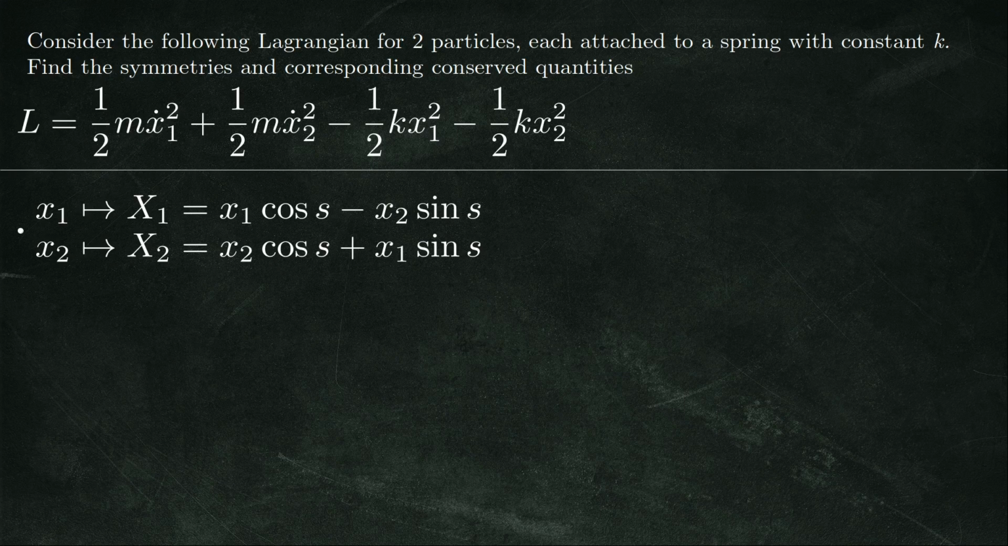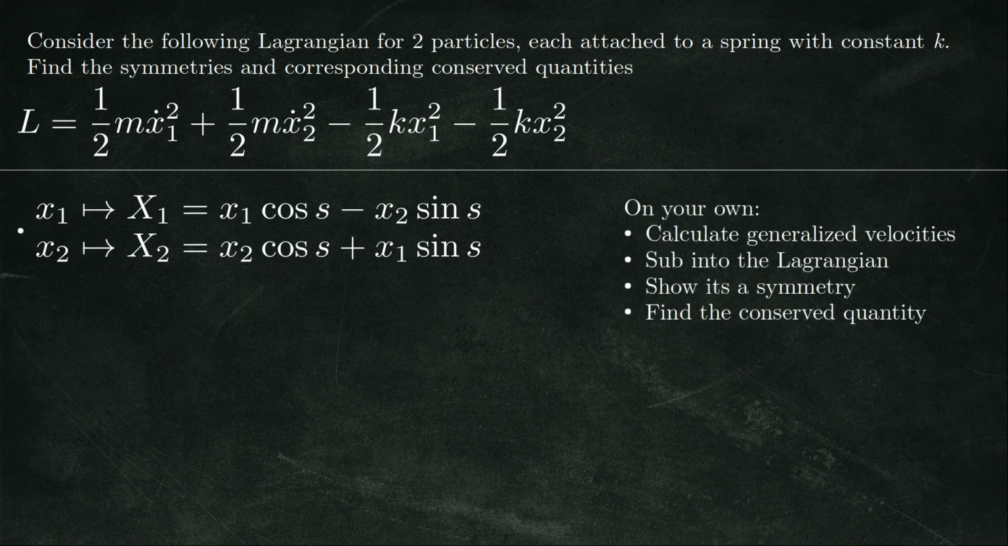So now, on your own, from these, calculate the generalized velocities, so big x1 dot and big x2 dot. Substitute everything into the Lagrangian. Show that this is a symmetry. In other words, show that the Lagrangian, or the derivative of the Lagrangian with respect to s, is 0 after you've substituted everything in, and then find the conserved quantity.